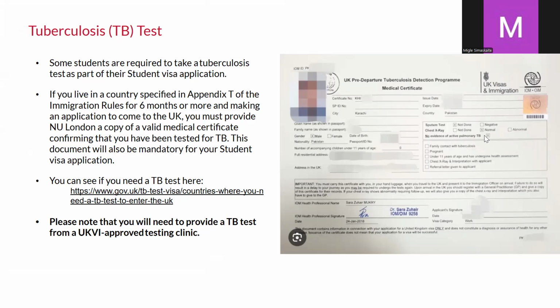Please be aware that you will need to provide a TB test from a UKVI approved clinic. You can also visit the Gov website to see a list of approved clinics for every country and also check if your country is required to provide the medical certificate. You can click on this link here and it will take you to the UKVI approved clinics, where you can check if you need one and which clinic is closest to you.